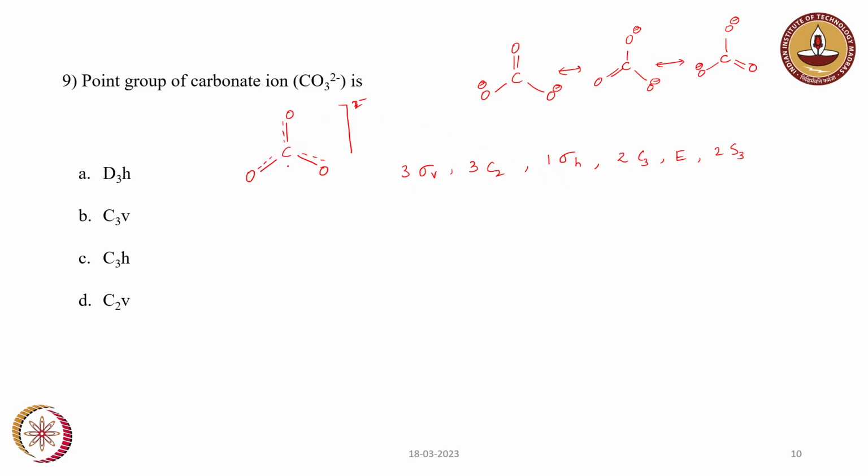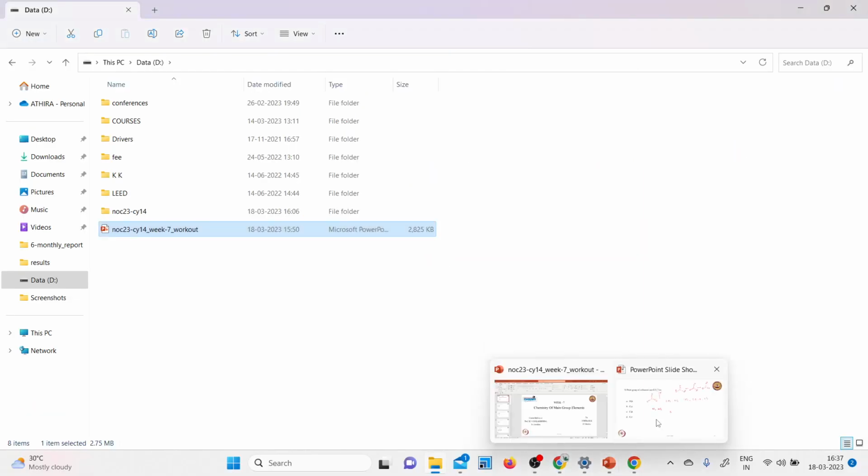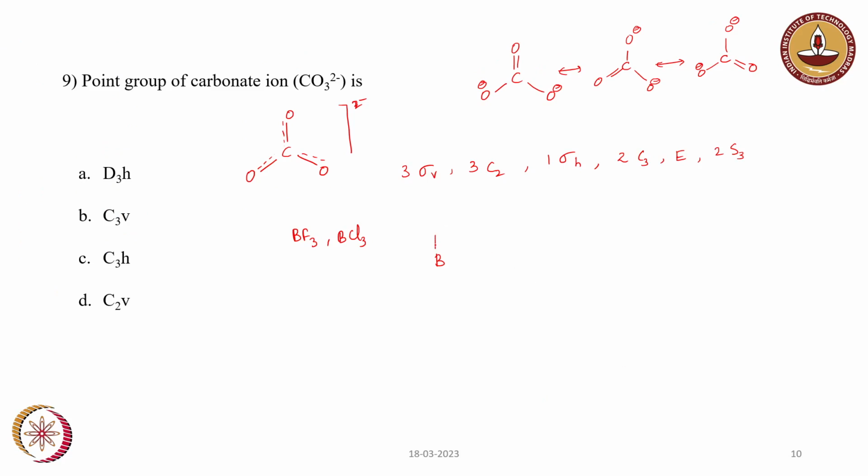So if we have a planar molecule with high symmetry like BF3, BCl3, etc. So all these have a central atom and highly symmetric atoms at the end. So it will be planar with same atoms occupying all three corners. So it will be D3h. So answer is option A.